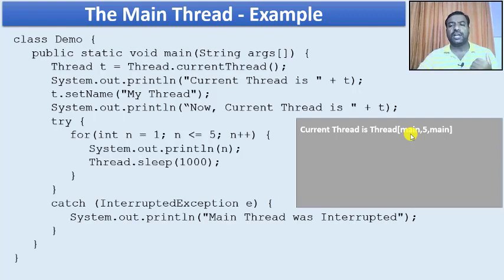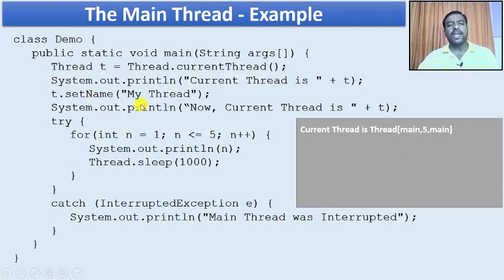The second value is the priority. By default the priority of all threads is 5, hence right now the main thread priority is 5. The third is the group to which the thread belongs. By default the main thread always belongs to the main group itself. So we have the thread name, its priority, and the group the thread belongs to.